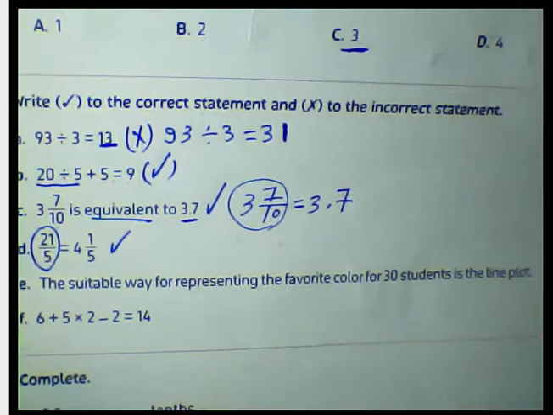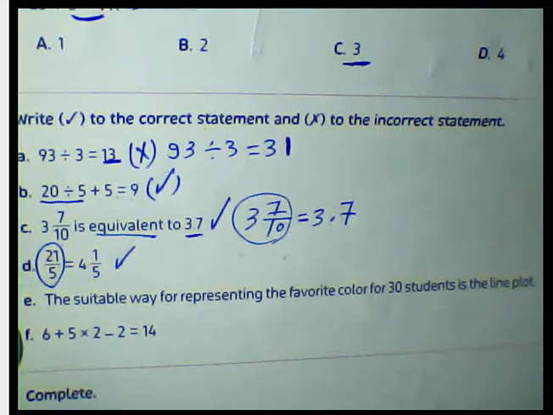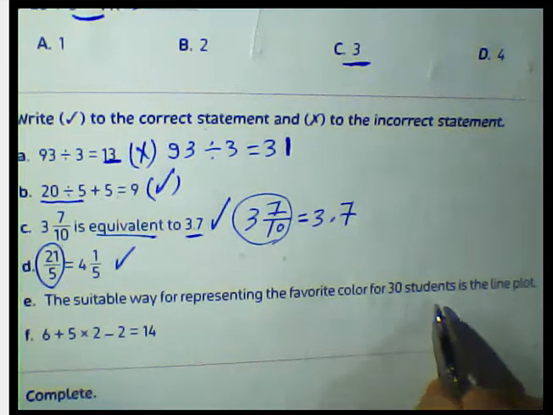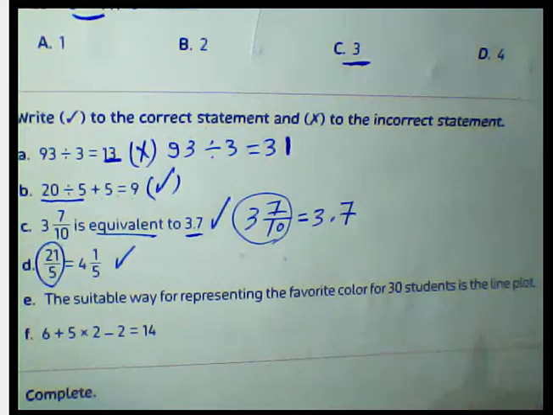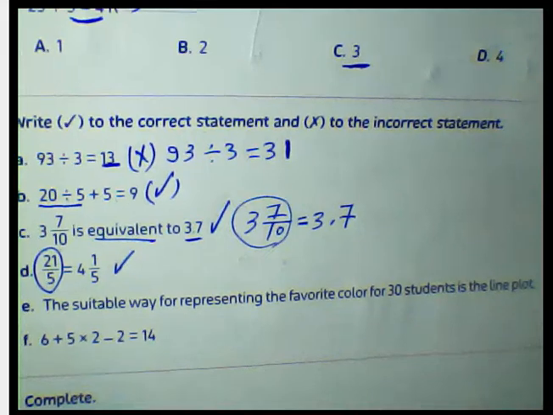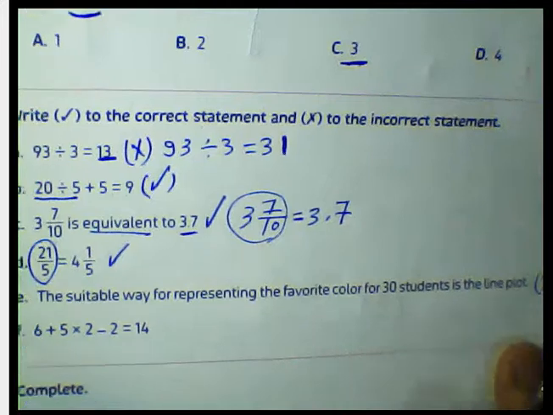Letter E: the suitable way for representing the favorite color for 30 students is the line plot. True or false? It asks about the suitable way. It was false because we must draw a table.